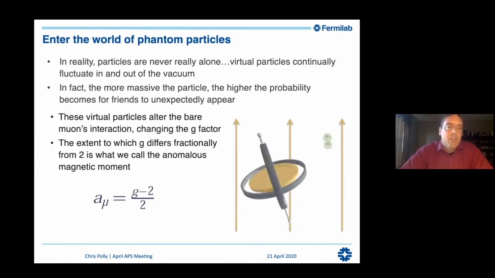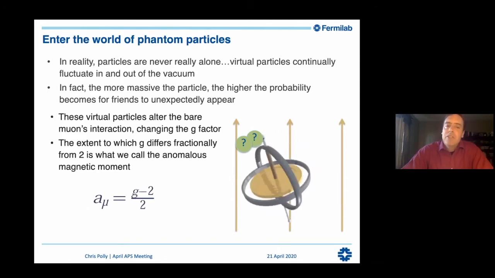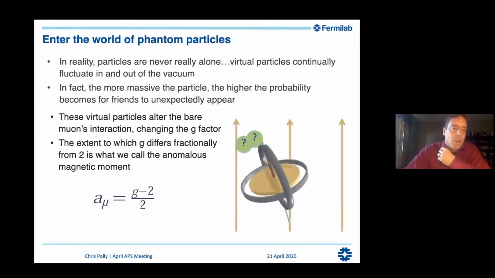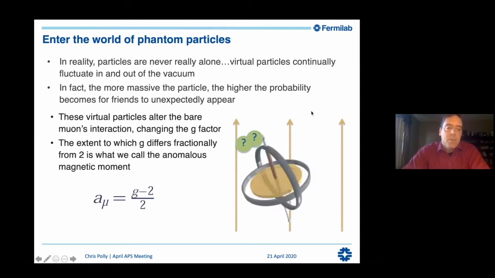And that's because in reality, particles in the universe are never really alone. We now know virtual particles can continually fluctuate in and out of the vacuum. In fact, the more massive the particle, the higher the probability is that these friends will appear unexpectedly from the vacuum through virtual loops. These alter the bare interaction between muons or electrons and change the g factor. And the extent to which g differs fractionally from 2 is what we call the anomalous magnetic moment.